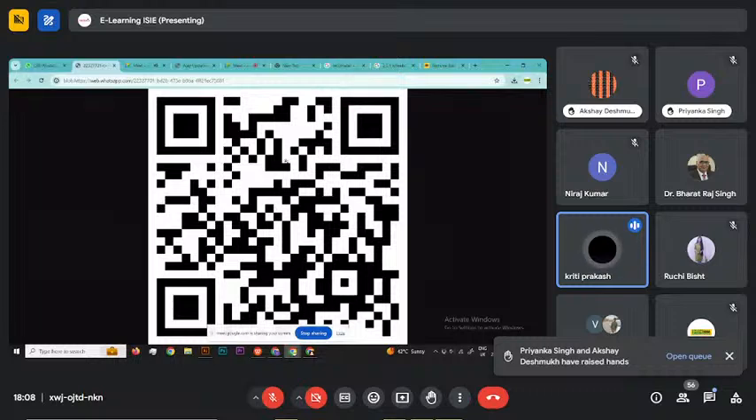Kindly send us an inquiry through the QR code displayed on your screen and take your first step towards a more sustainable and exciting future.